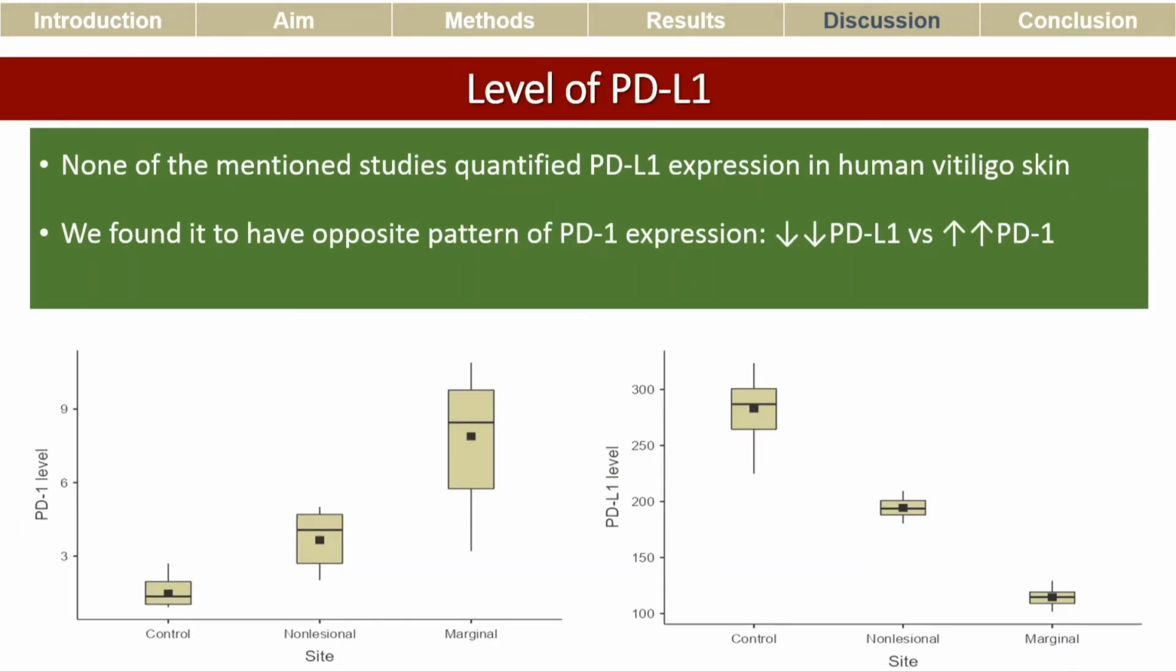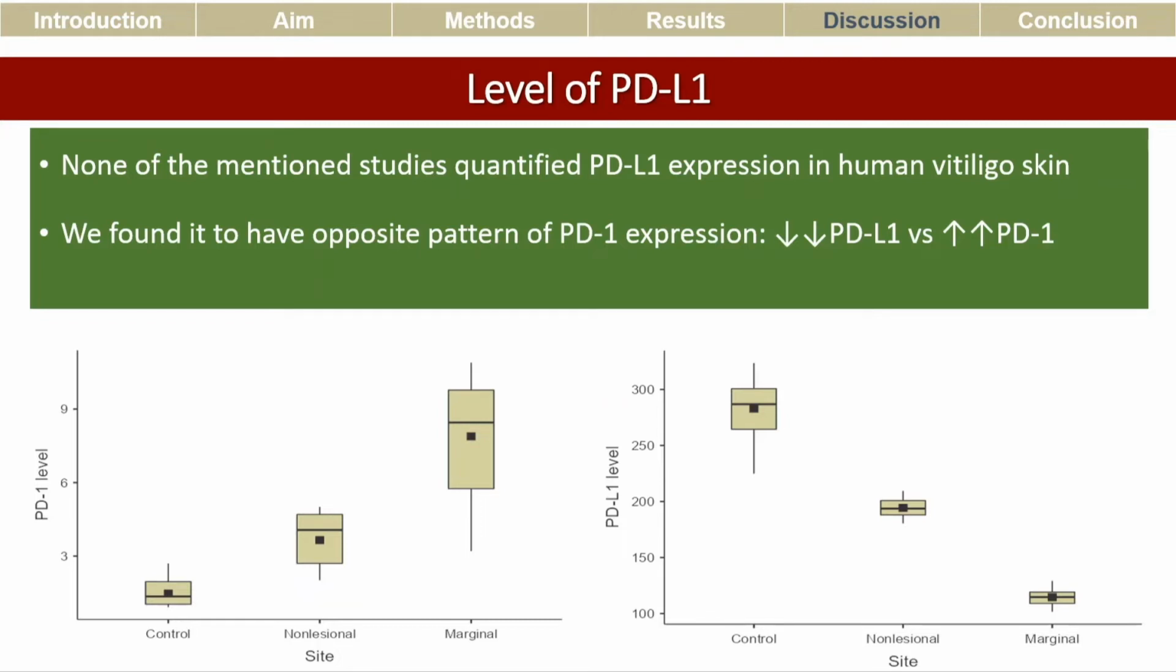This is noteworthy, as the aforementioned studies did not quantify the PD ligand 1 in vitiligo. We found it to have the opposite pattern of PD-1 expression. So PD ligand 1 was significantly reduced, whereas PD-1 was significantly overexpressed.